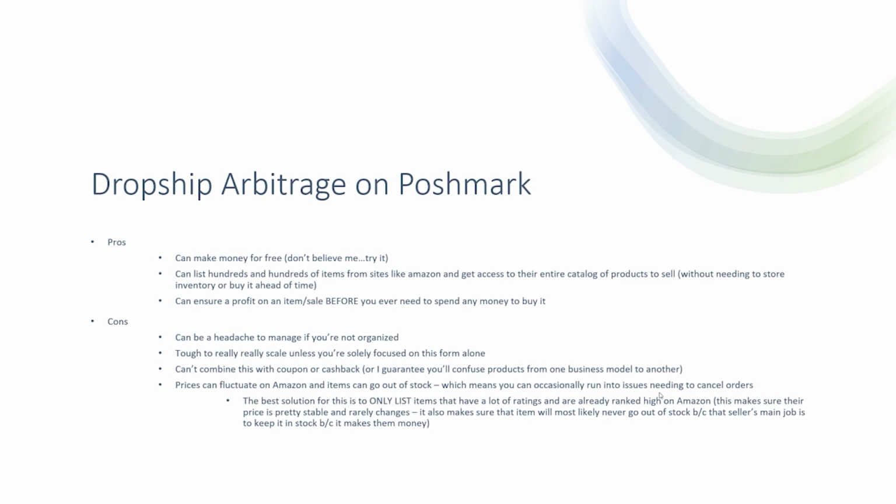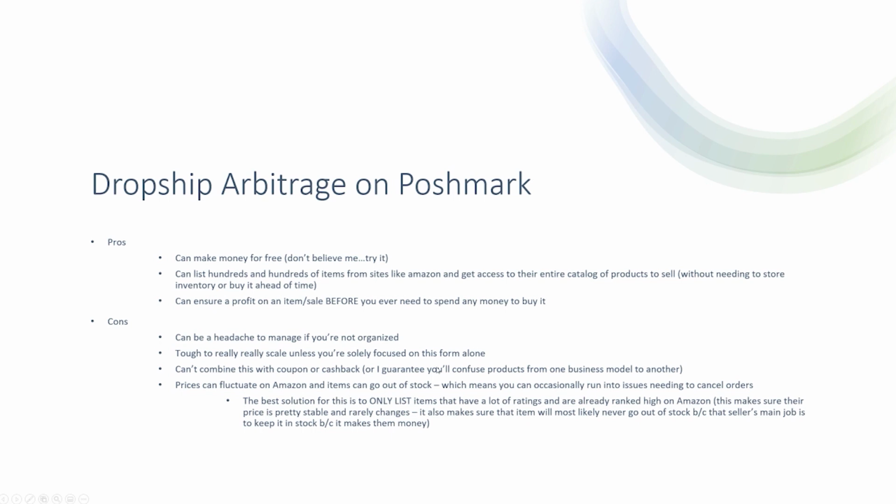And you can't combine this like I just touched on with cashback or coupon, especially, but any others really, or I guarantee you will confuse products from one business model to another because you're going to be ordering cashback products from Amazon, you're going to be ordering coupon products from Amazon, and if you're already using Amazon, which in my opinion is the best one for this dropship arbitrage, then you're going to mix some of those products up and it's just going to be a headache. So don't do that, okay?